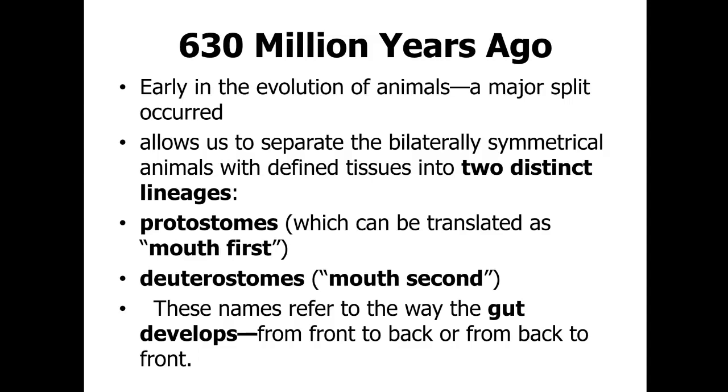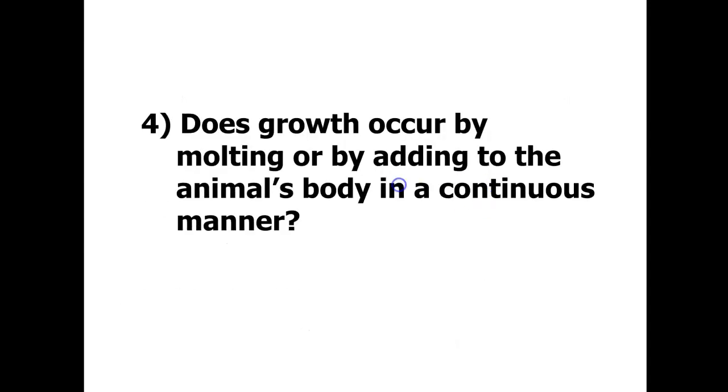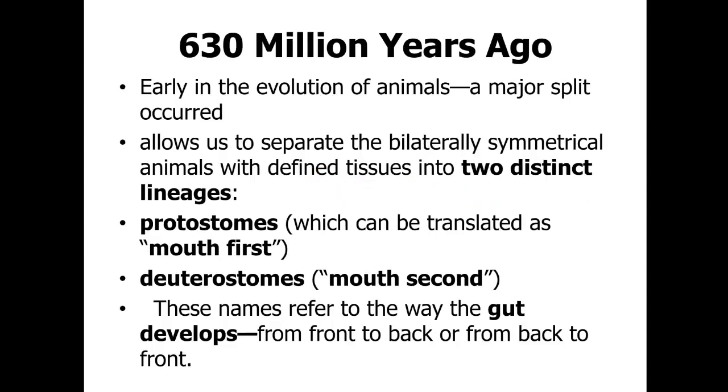That's basically where the gut starts to develop first, and it develops from back to front. So the anal opening develops first, and it comes through the center of the body until the mouth develops last. Now going back to these really quick, with the protostomes, some examples are mollusks, annelids, and arthropods. And with our deuterostomes, you'll have things like echinoderms, and chordates, which humans fall under.